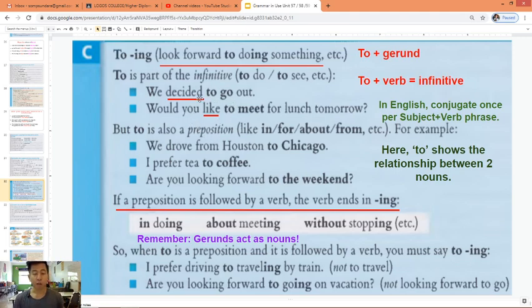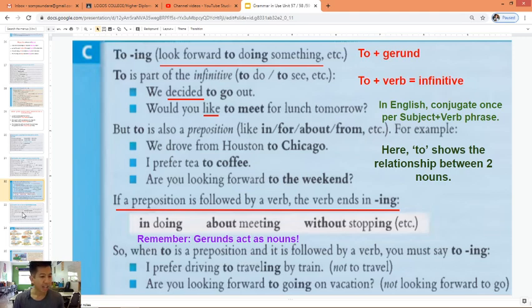If "to" is followed by a verb, it's usually part of the infinitive because in English we only conjugate one time. If "to" is after a noun, it's probably a preposition because prepositions show the relationship between two nouns. And if "to" is used as a preposition, we must use the gerund.